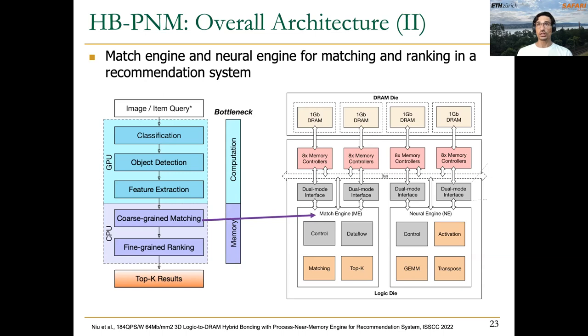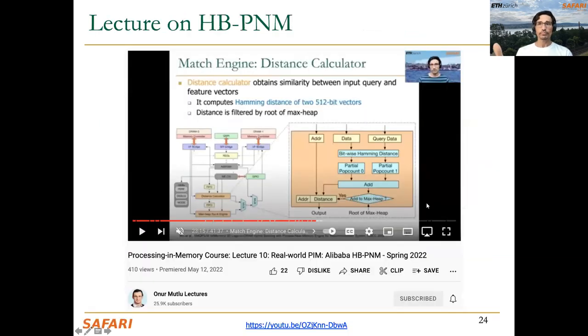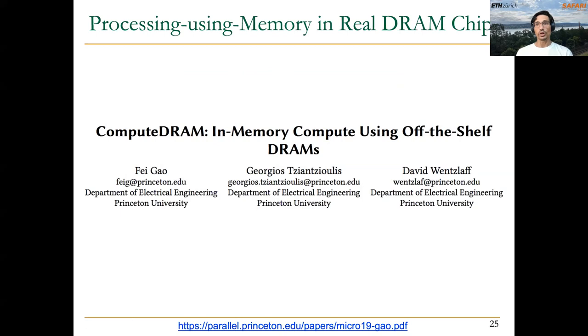such as this coarse grain matching that is executed on the match engine that this HVPNM contains in the logic die, and the fine grain ranking that runs on the neural engine. So this is lecture 10, where we presented the Alibaba HVPNM architecture. And these are the real world processing near memory architectures that we have covered in this course. And you may remember that we talked as well about processing using memory architectures.